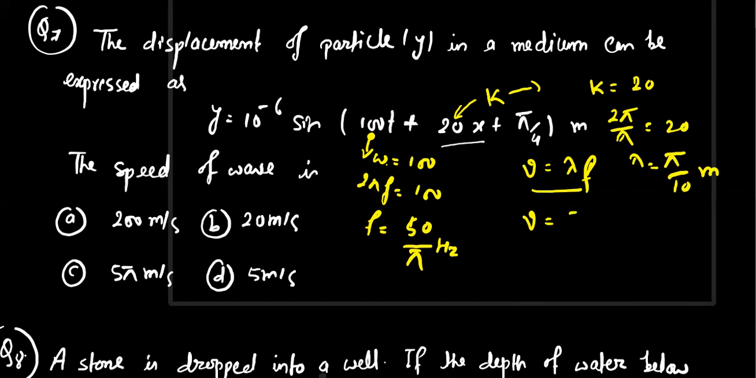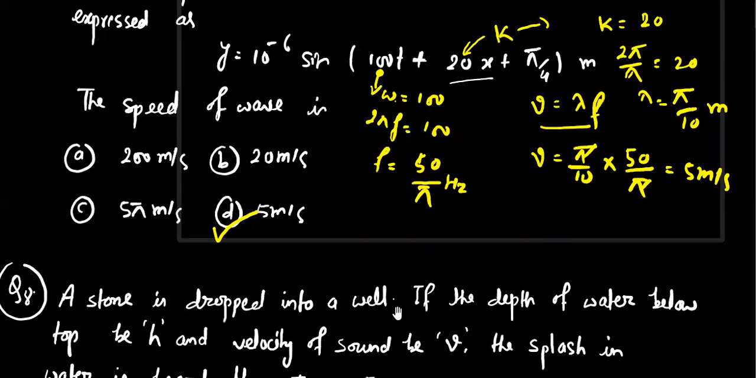Okay, now the wave velocity is equal to, in the place of wavelength we have to write pi by 10, and in the place of frequency 50 by pi, these two cancel out, so 5 meter per second. Okay, so option D is the correct option.